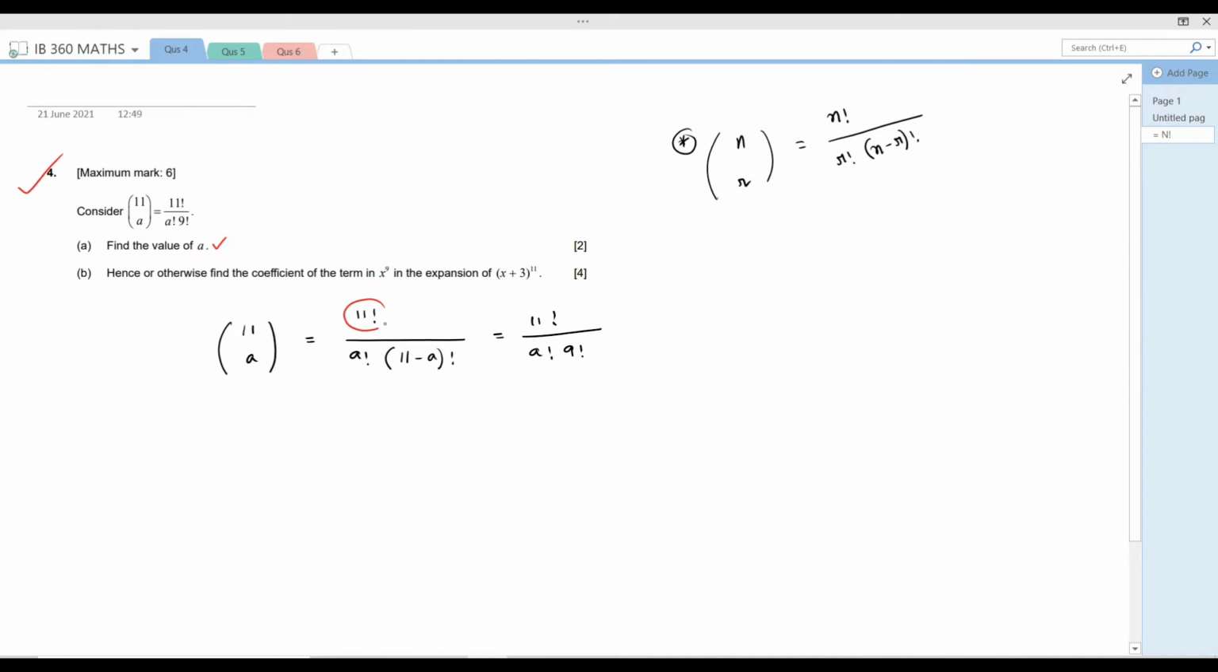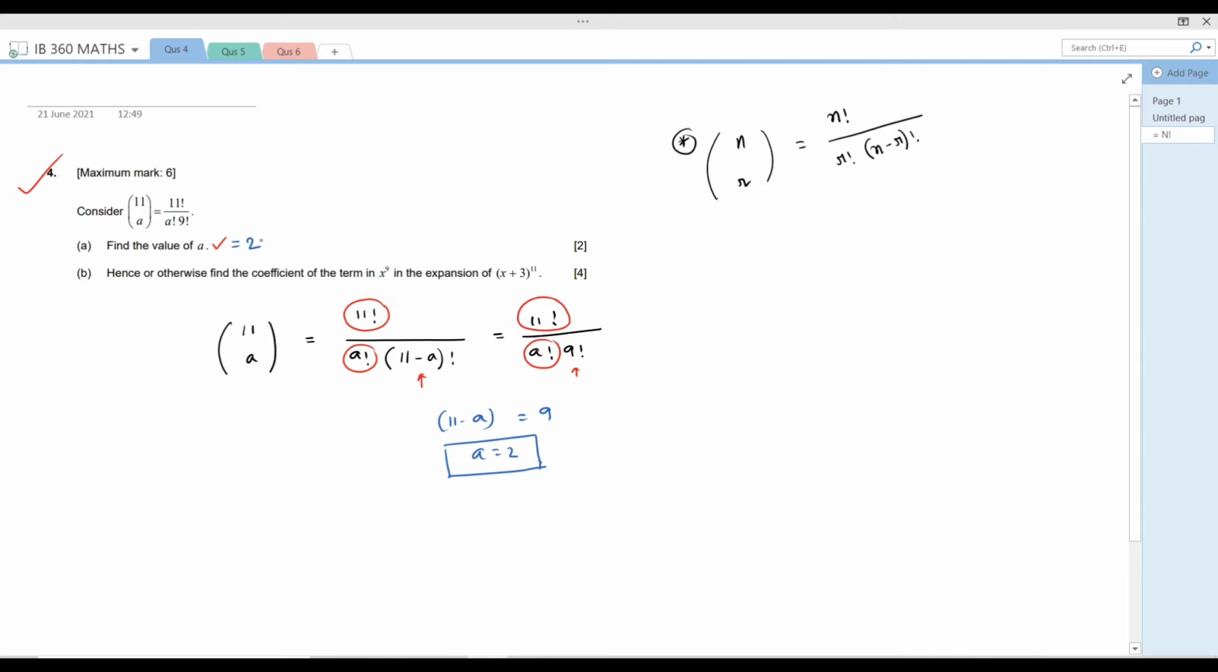These are equal. a factorial equals a factorial, so this part must equal this part. So I will do 11 minus a equals 9, so a equals 2. This is the answer of the first question: a equals 2. So the value of a is 2.